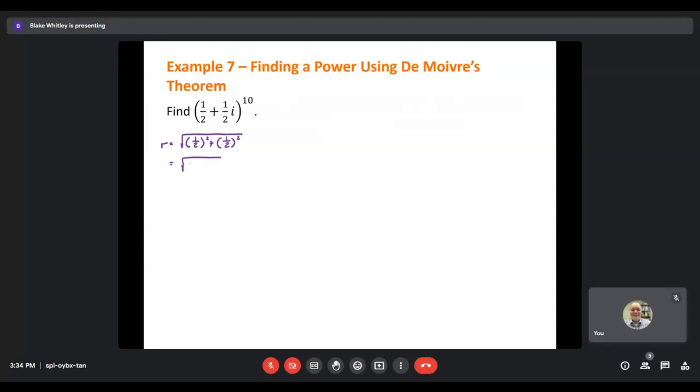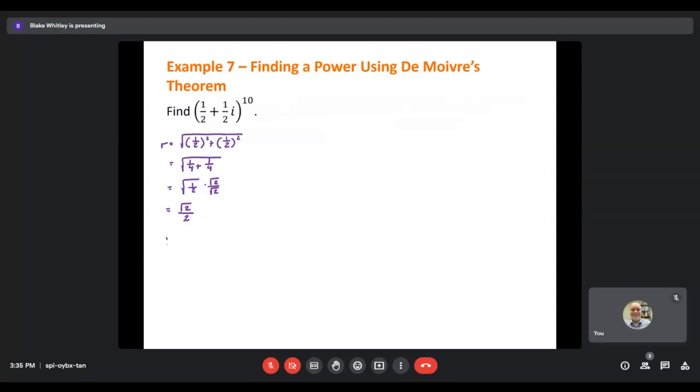1/2 squared is 1/4. So we have 1/4 plus 1/4. That's going to give us the square root of 2/4, or square root of 1/2. And now if we wanted to simplify this, we can actually multiply top and bottom by square root of 2 to rationalize. And that's going to give us square root of 2 over the square root of 4, which is 2. Okay, so our r value just comes out to square root of 2 over 2.